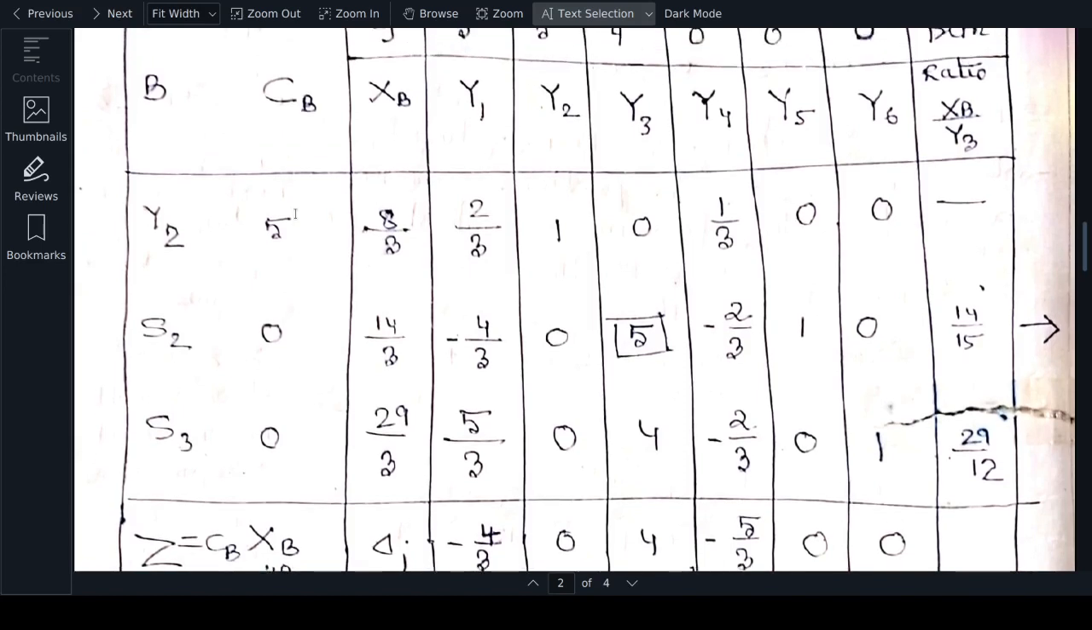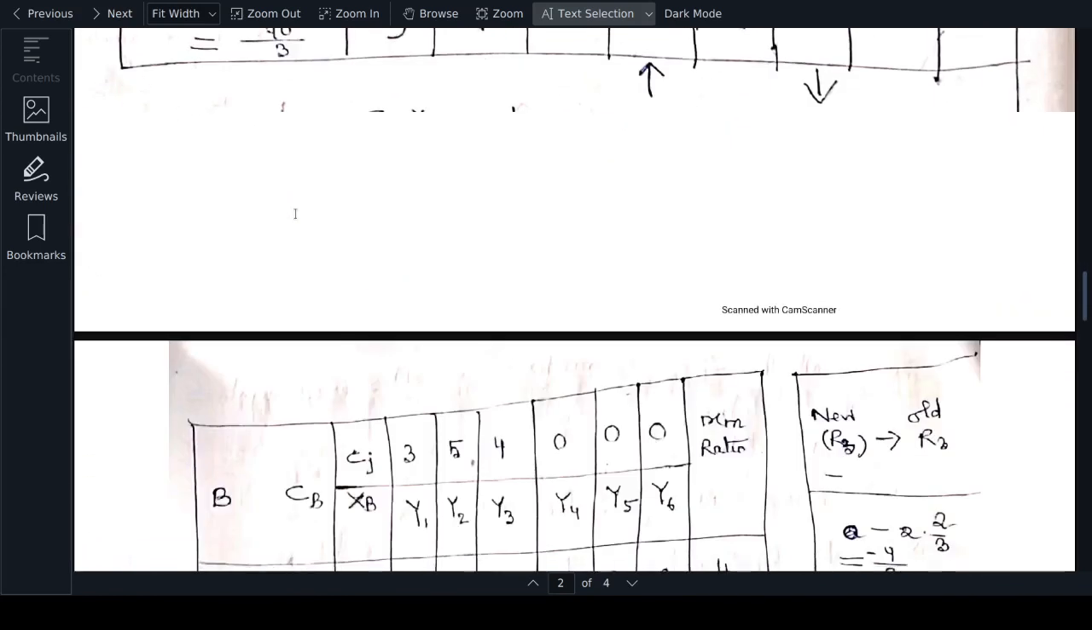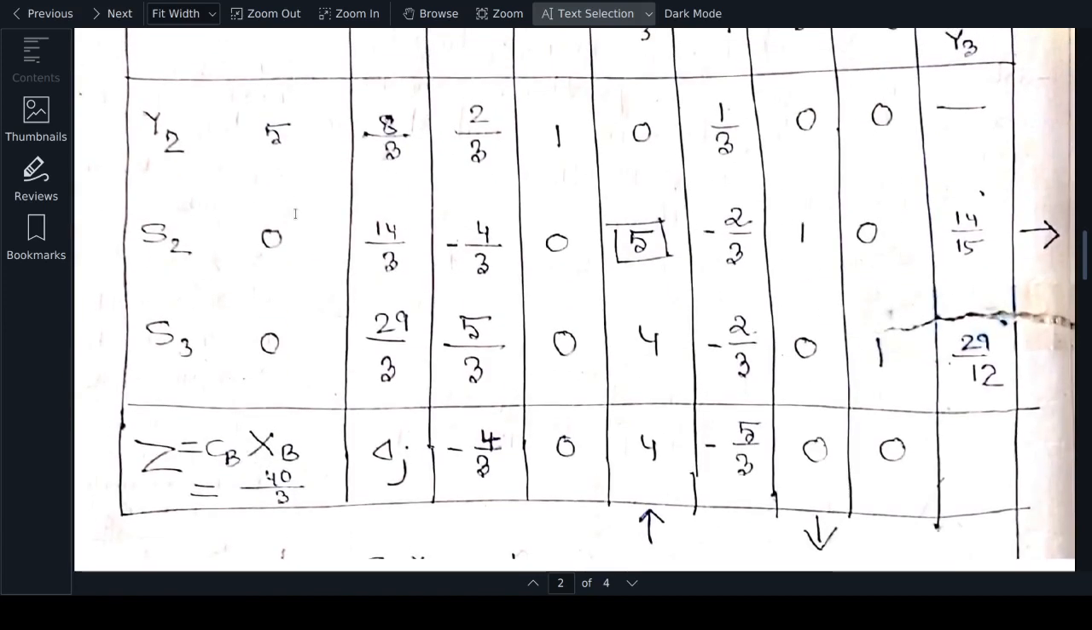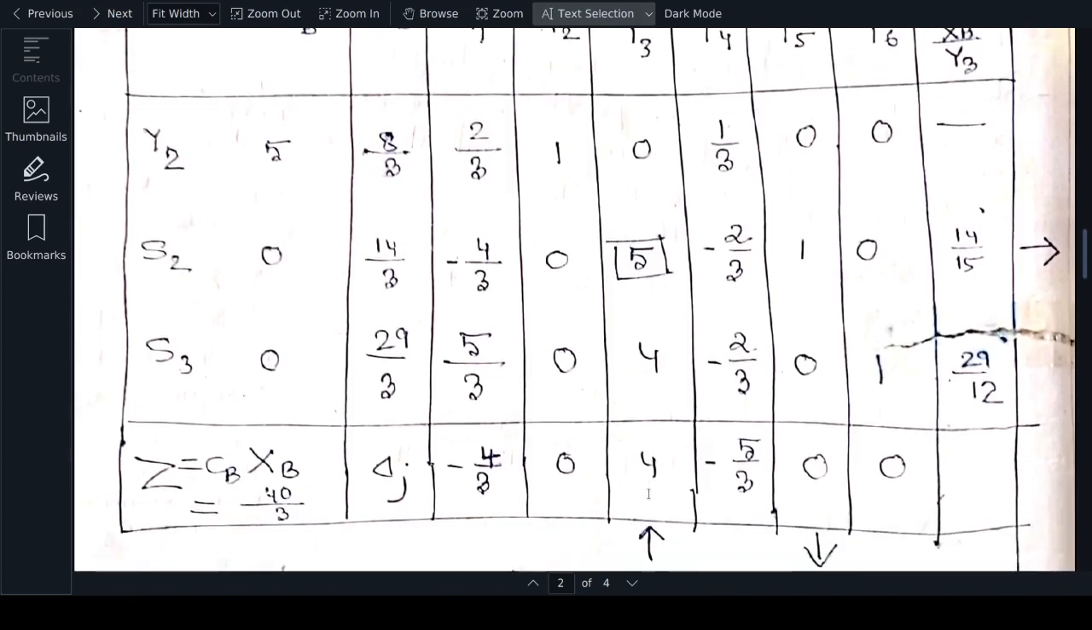Next, in table number 3. Before table number 3, in table number 2, what will be the pivot element? The pivot element is 5. How to find the pivot element? Sir, the intersection of incoming and outgoing. Yes, the intersecting element of the outgoing vector, which means the key row, and the incoming vector. So you see the y3 column is the incoming vector, and the S2 row is our minimum ratio row. So the intersecting element is 5, and this is our pivot element.